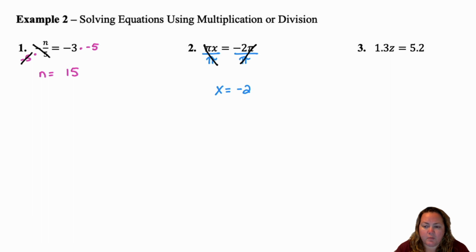Number 3, I have 1.3z equals 5.2. I'm going to divide both sides by 1.3 to get z by itself. It's connected by multiplication, so I'm going to undo it with division. Whatever I do to one side, I have to do to the other. 1.3 divided by 1.3 becomes 1, so I have 1z equals 5.2 divided by 1.3, which gives me 4. So z equals 4.